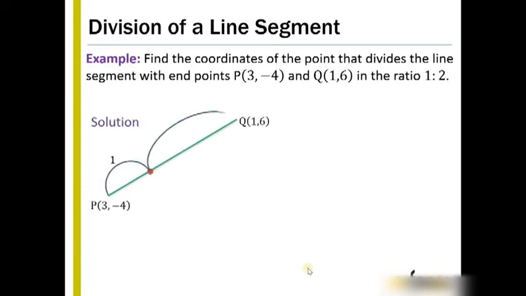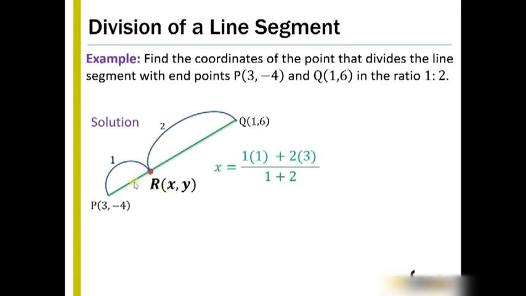Example. Find the coordinates of the point that divides the line segment with endpoints P(3, -4) and Q(1, 6) in the ratio 1 to 2. Let's start by drawing a picture. Here's P(3, -4), and here's Q(1, 6). It's been divided into the ratio 1 to 2, using this coordinate here, R, which is (x, y). We're trying to find (x, y).